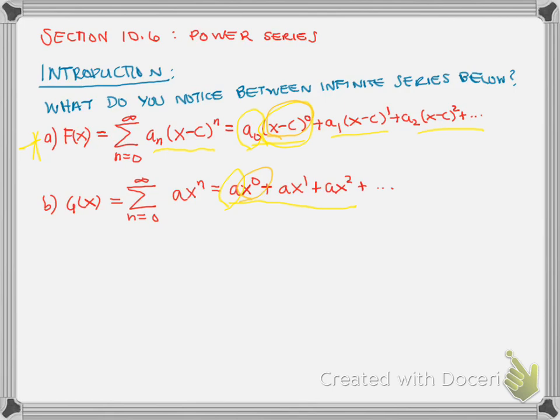But if a was fixed here and c was 0, these two would be the same, correct? And so you should also notice that in B, what type of series does this look like? It looks like a geometric series, right? Because we have our common ratio here. We just, instead of having the common ratio r, we have the variable x, okay?